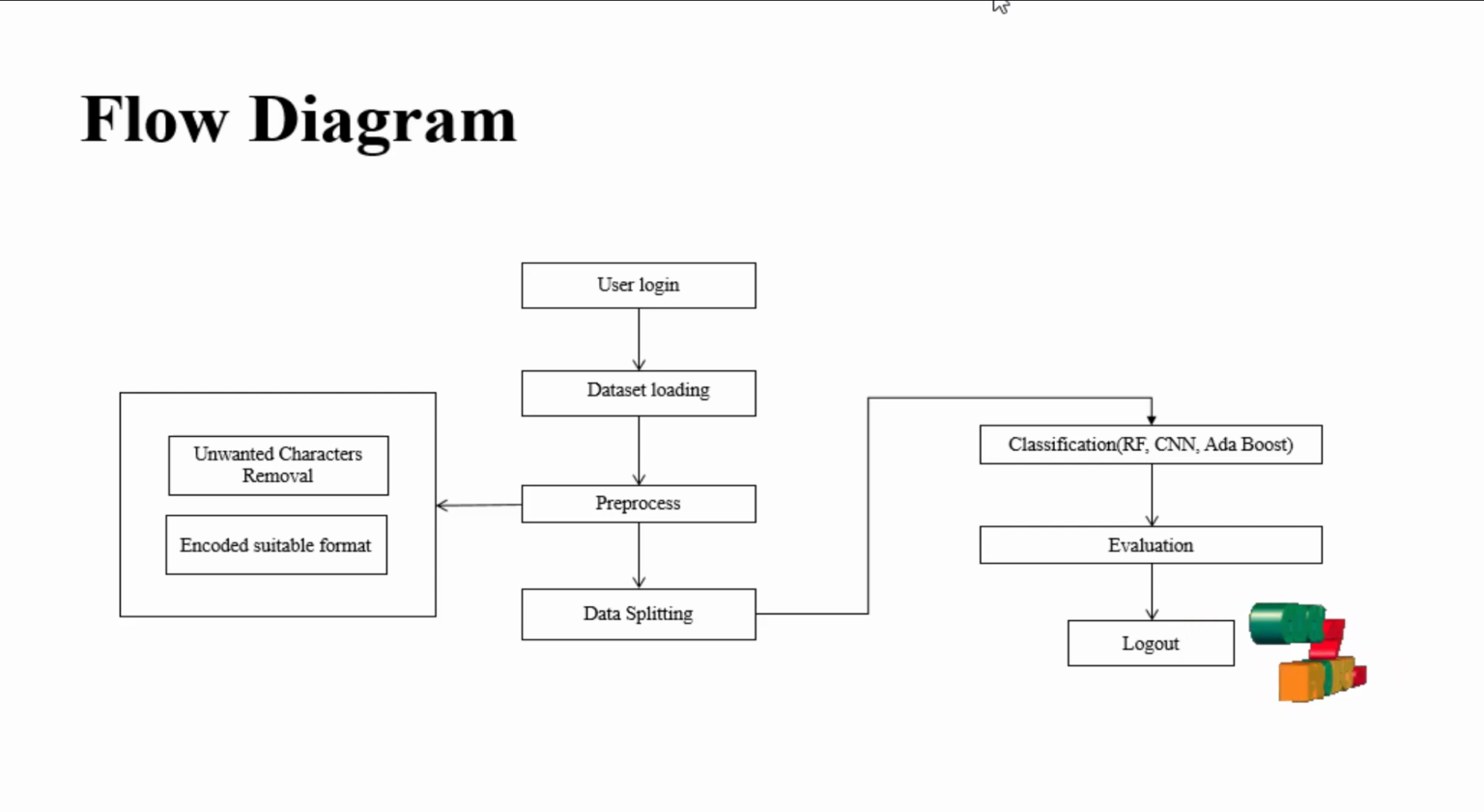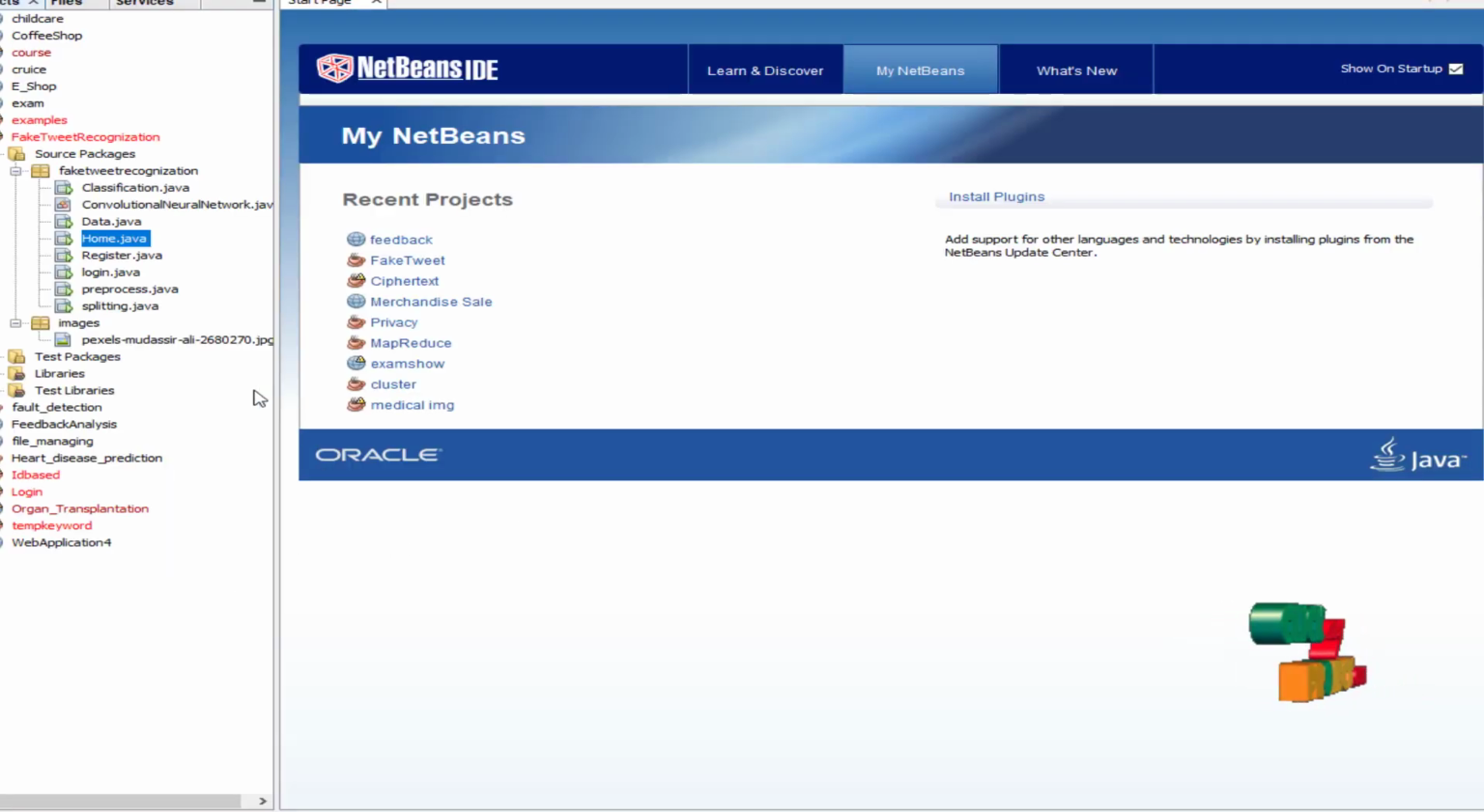After the data splitting, the next step is classification. The data can be classified based on the trained model. Finally, the overall performance of the trained model can be evaluated. Now we see our output.